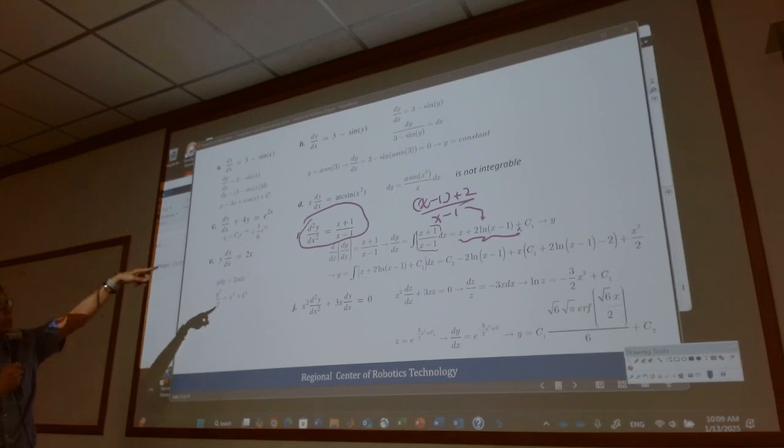B and D is not integrable. If it's not integrable, maybe you can solve by, let's say, exact solution or not, right? Otherwise, if you cannot solve by exact, you can solve by numerical method. Okay.